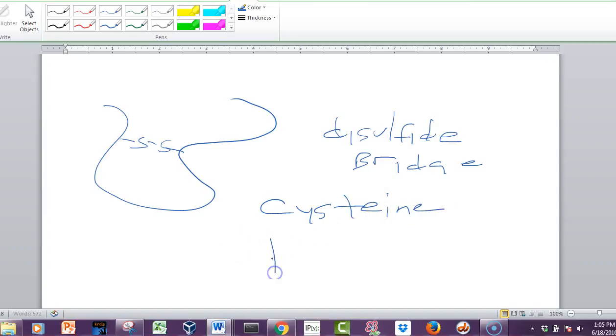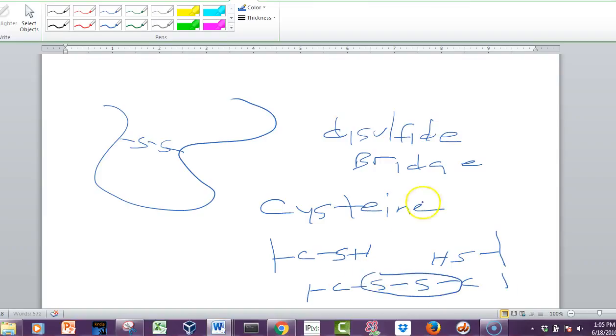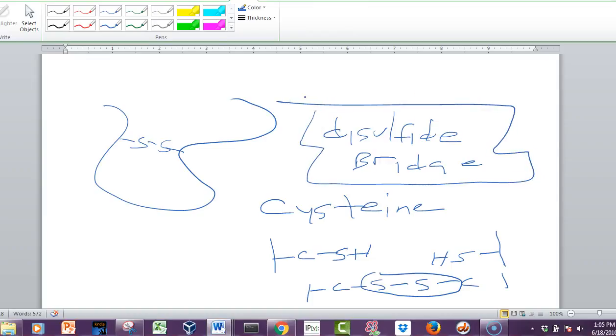So a cysteine side group, I think there's a carbon there, but then there's an SH. And you have another one that has an SH. These tend to form a bond like this. And this is called this disulfide bridge. So it's a bridge between two sulfurs, and it's called a disulfide bridge.